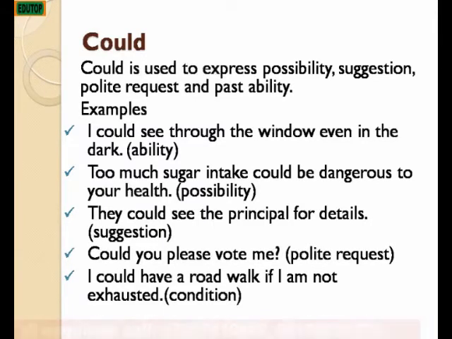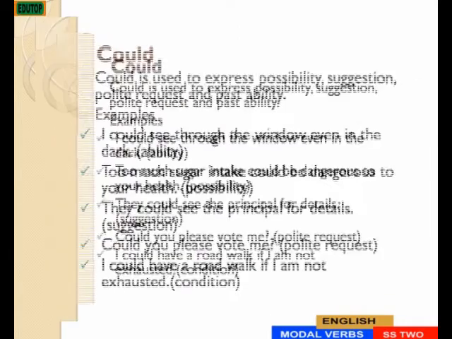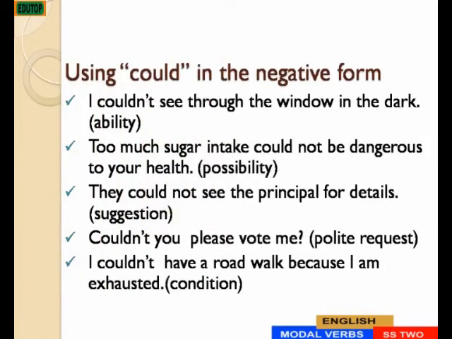I could have a road walk if I am not exhausted. This expresses condition because we have the word if, which is a conditional word. Could can also be used in the negative form. We have examples like, I couldn't see through the window in the dark.